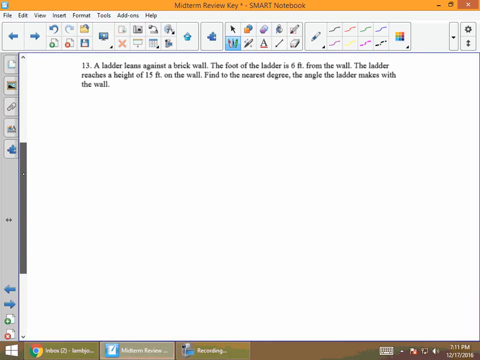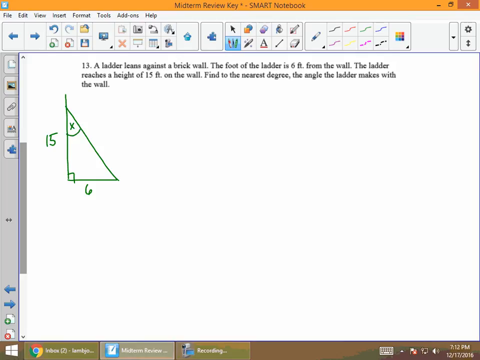And the last question, question number 13, says a ladder leans against the brick wall. So here's my brick wall. Here is my ladder. It's going to make a right angle. The foot of the ladder is 6 feet from the wall, so that's down here, 6 feet from the wall. The ladder reaches a height of 15 feet. So the height of the ladder is 15 feet. Find to the nearest degree the angle the ladder makes with the wall. The ladder and the wall is that angle up there.